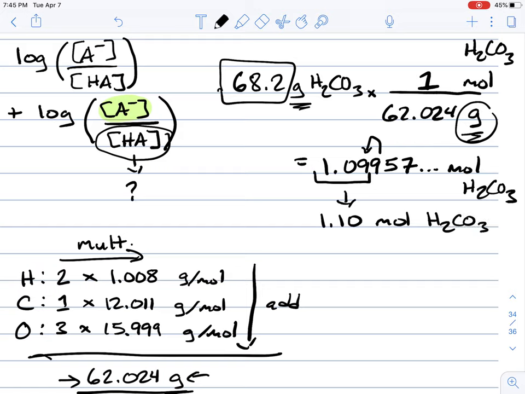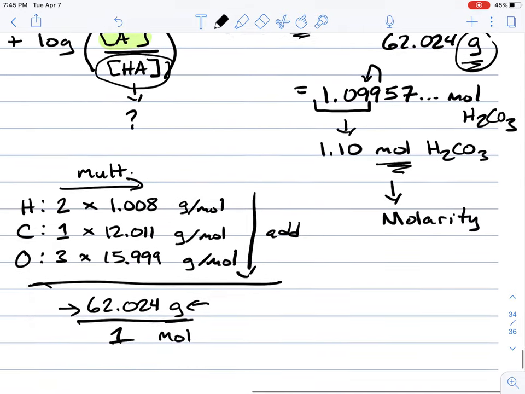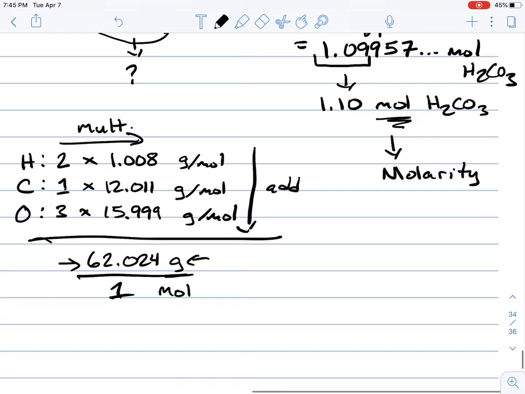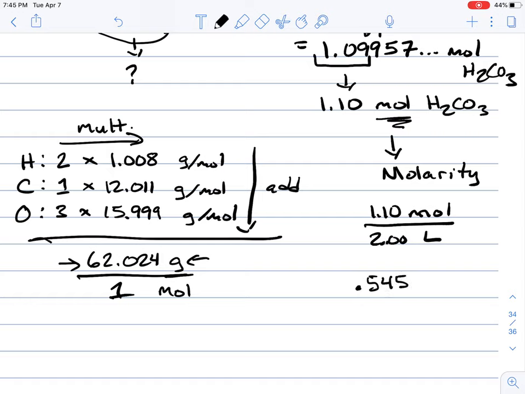Now that I've figured out the number of moles, I need to convert this into molarity. To do that, I need to divide this value by the volume. So 1.10 moles divided by 2.00 liters is going to give me a molar concentration of 0.549.